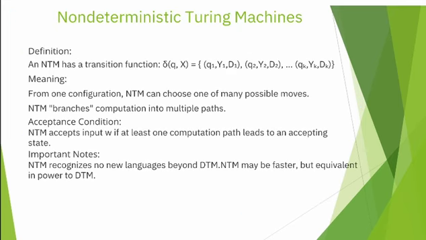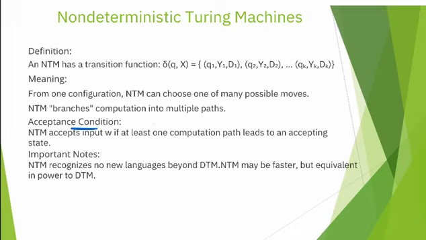Now let's understand the non-deterministic Turing machine. A non-deterministic Turing machine has multiple possible moves, but a deterministic Turing machine has exactly one possible move. The transition function returns multiple next states. This means the machine branches into many possible computations. So the acceptance rule: if any branch reaches an accepting state, the NTM accepts. Although NTMs may run faster, they do not recognize more languages than DTMs.